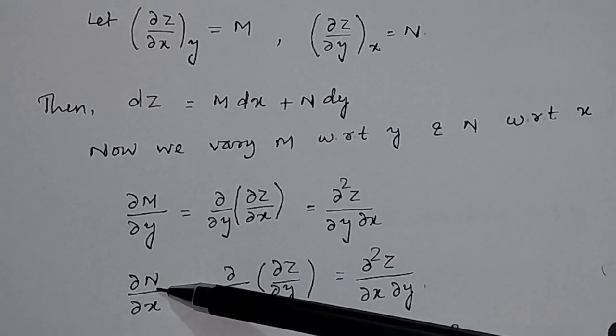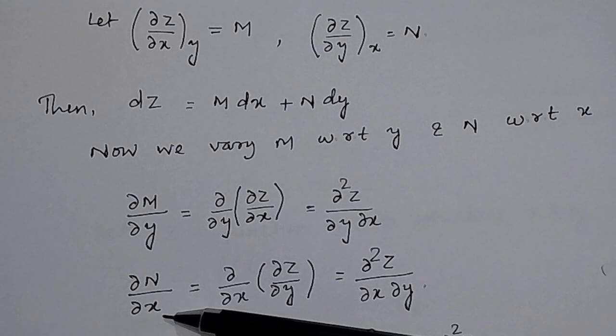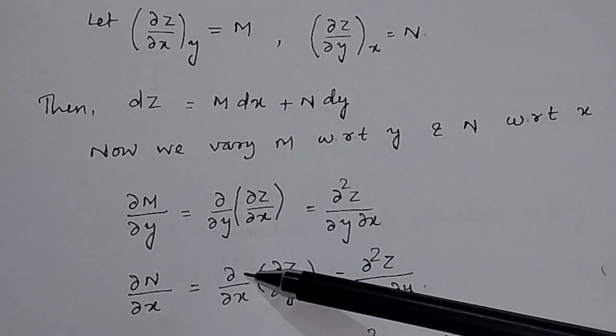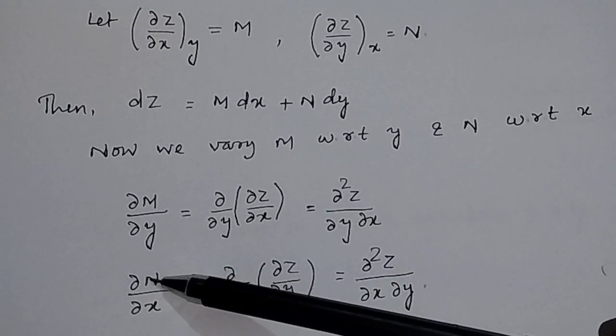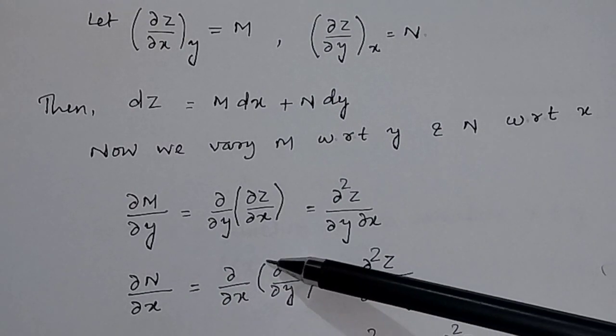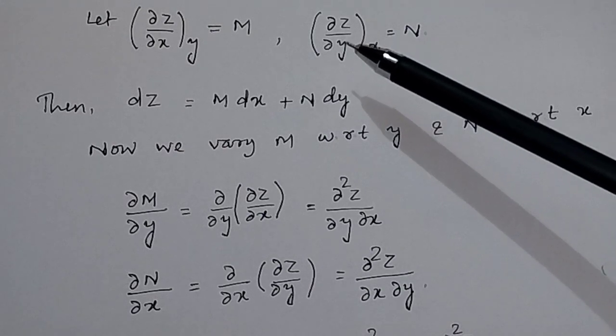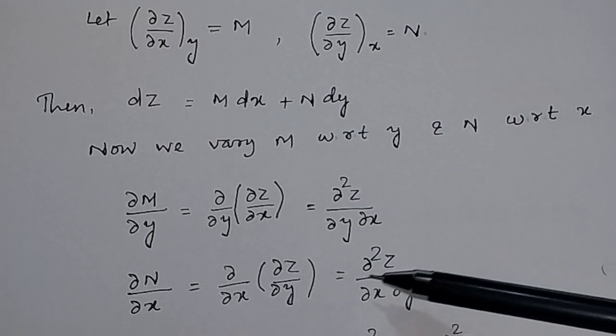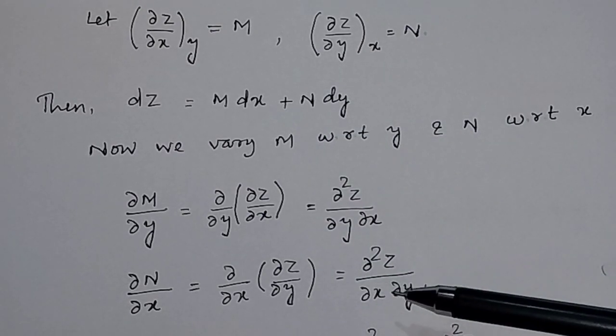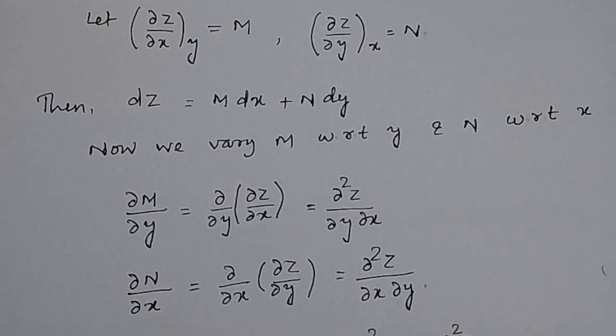Similarly, you can represent the variation of n with respect to x like this: the change of this function n with respect to x, and we know that n is equal to the change of the function z with respect to y. So this will be the second derivative of z with respect to x and y.